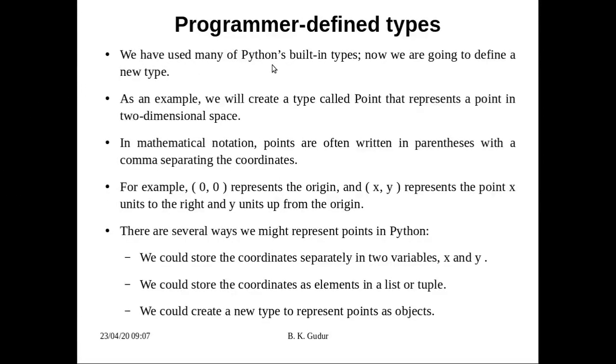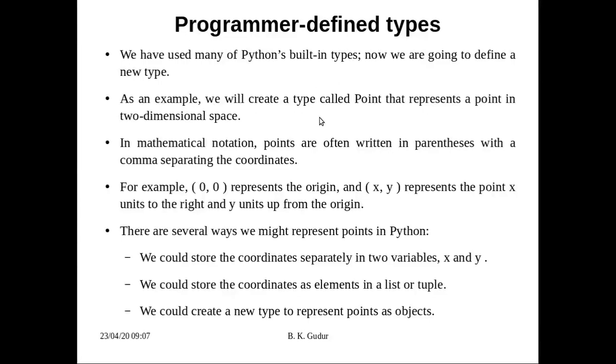We have used many of Python's built-in types, but in today's session we are going to define a new type, our own data type, which is called a user defined data type. As an example, we will create a type called point that represents a point in two-dimensional space. If we consider int, float, or character, these are built-in data types. But now we are going to create our own data type.